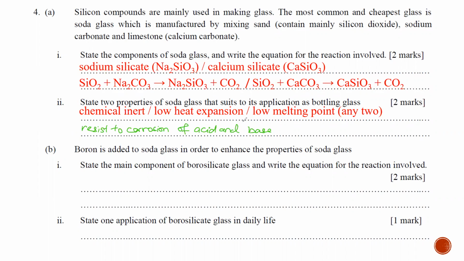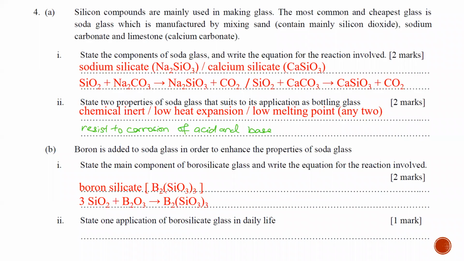So this is also an additional reason why it is suitable to be used as a storing bottle in the glass here. Okay, B. Boron is added to soda glass in order to enhance the properties of the soda glass. State the main component of borosilicate glass and write the equation for the reactions involved. So the component that acts in here is boron silicate, B2SiO3, and according to the equation, 3SiO2 plus B2O3, you form B2SiO3.